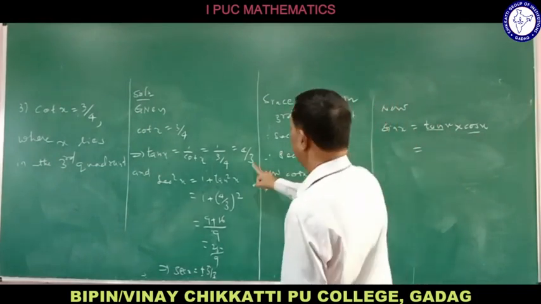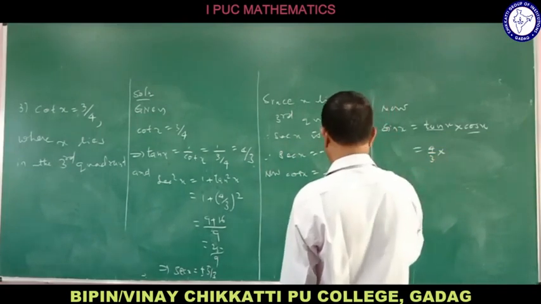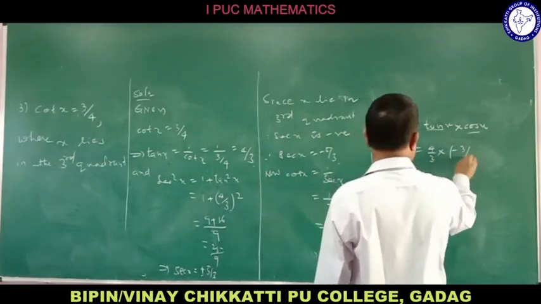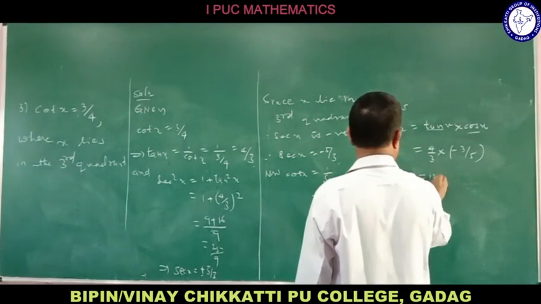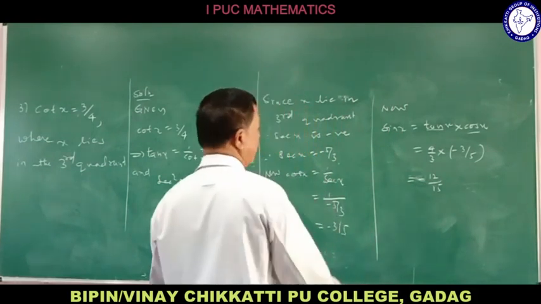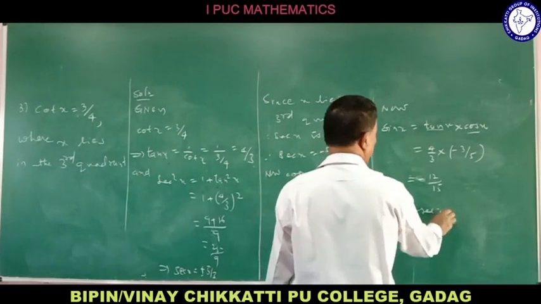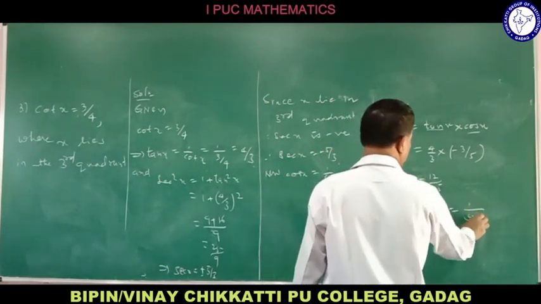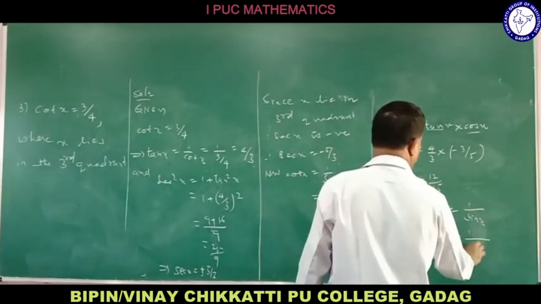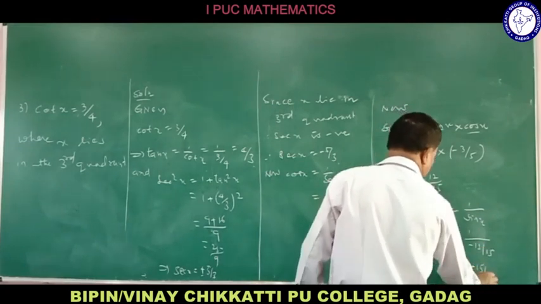Tan x is 4 by 3, and cos x is minus 3 by 5, and what is the answer? 12 by 15, minus 12 by 15. And this implies now cosec x is equal to 1 upon sin x, and sin x is minus 12 by 15. This is 15 by 12.